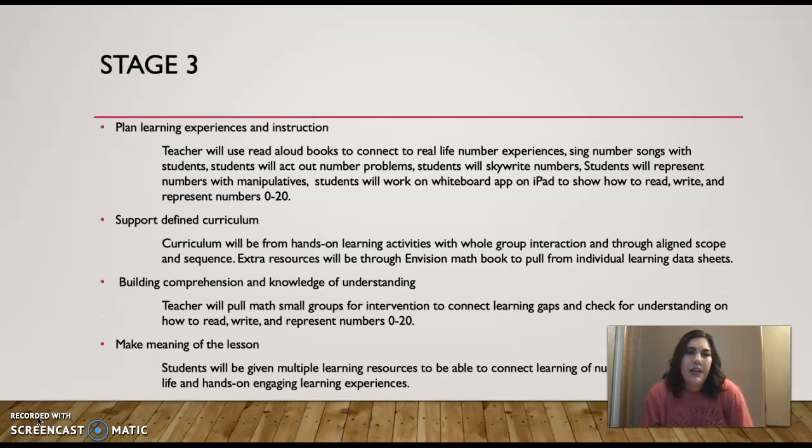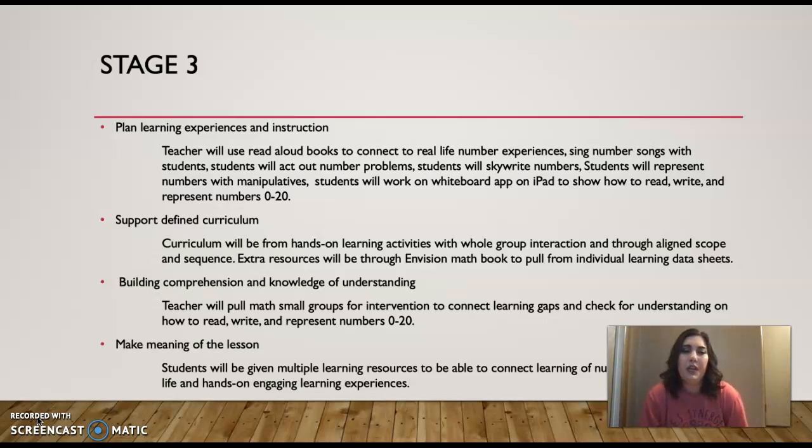For Stage 3, you're pulling everything together, your whole lesson plan and what you're going to be teaching. So plan learning experiences and instruction. Teacher will use read aloud books to connect to real life number experiences. They can sing number songs with students. Students will act out number problems. Teachers will skywrite numbers with the students. Students will represent numbers with manipulatives. Students will work on the Whiteboard app on the iPad to show how to read, write, and represent numbers 0 through 20.